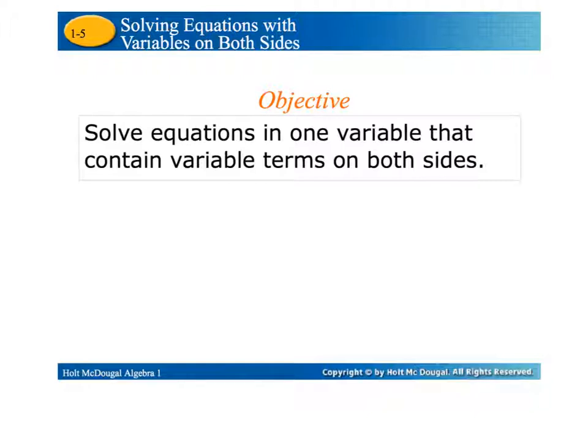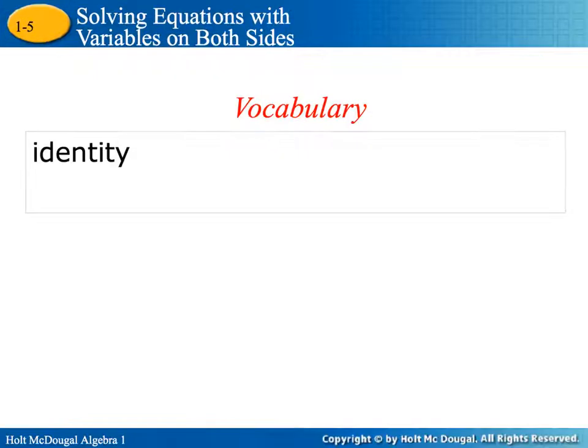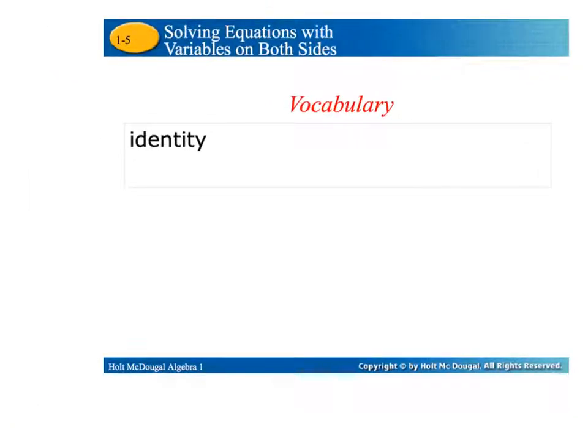Okay, so our objective today is to solve equations in one variable that's going to have a variable on both sides of that equal sign. We're going to encounter some identities. When we go to solve some of our equations, some of them are going to be identities. Some of them also may produce no solution. And we'll see some examples of these today.